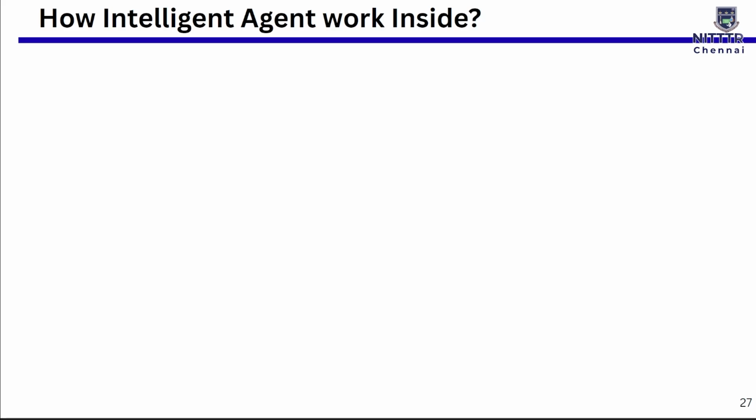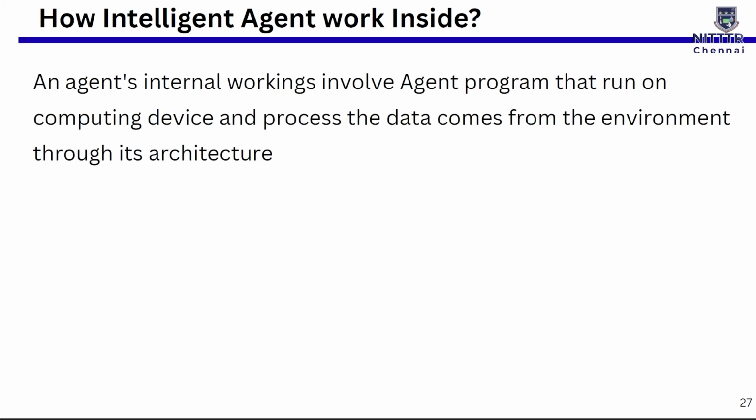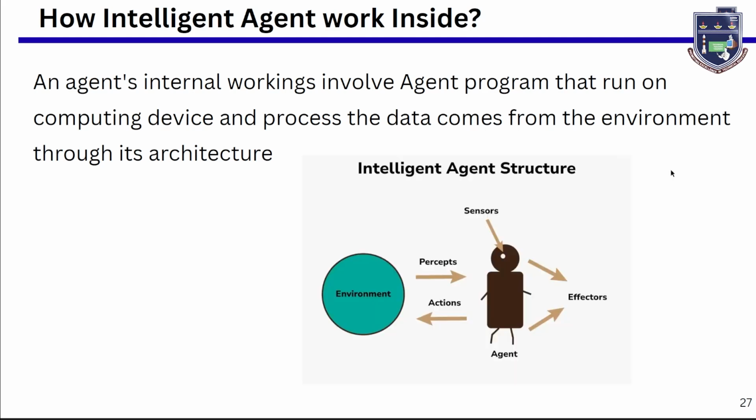So next we'll see how the intelligent agent works inside. An agent's internal workings involve the agent program that runs on the computing device and processes the data that comes from the environment through its architecture. Let's discuss how an agent works from the inside using the program and architecture. So first we'll see the agent architecture.